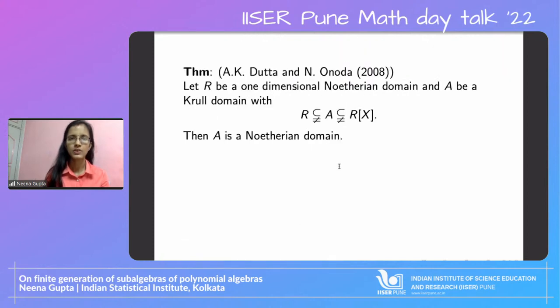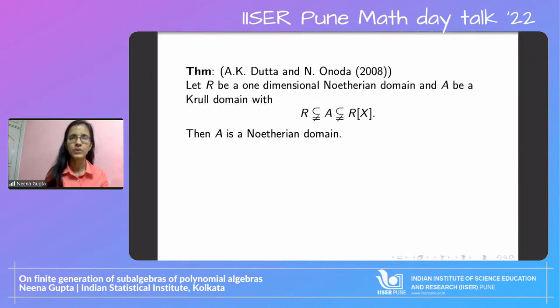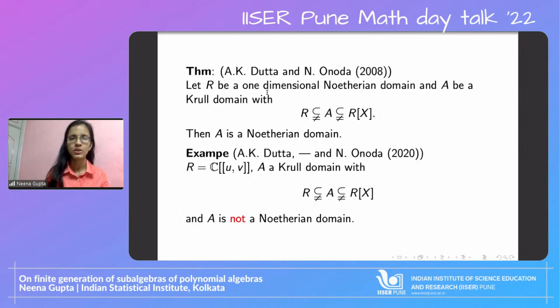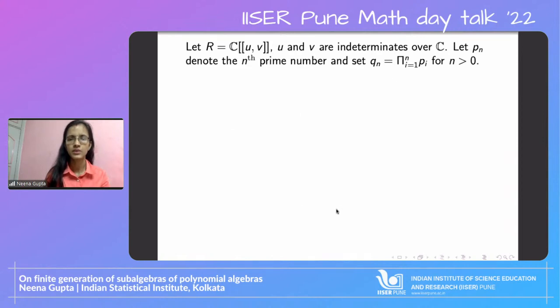Now this is another result of Datta and Onoda about Krull subrings of R[[X]]. They proved that if A is a subring of R[[X]], R is a one-dimensional Noetherian domain, and A is a Krull domain, then A is necessarily a Noetherian domain. And we showed that in higher dimension, even over the ring C[[U,V]], Krull domain does not imply Noetherian. In the one-dimensional case, Krull domain implies Noetherian. In the two-dimensional case, even in a very nice situation where you have complex numbers and a complete ring, Krull domain will not imply Noetherian. So Noetherian is a stronger assumption here. And this is the example.